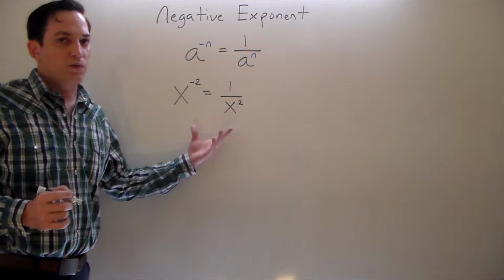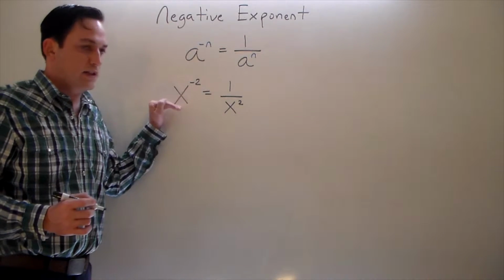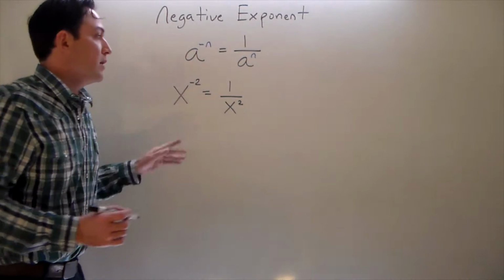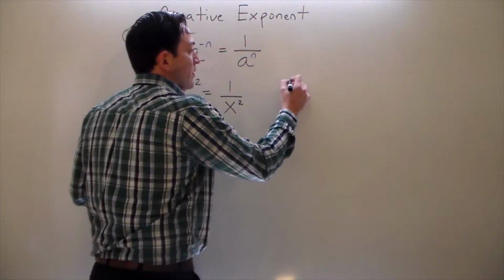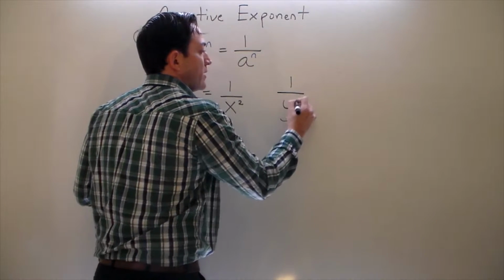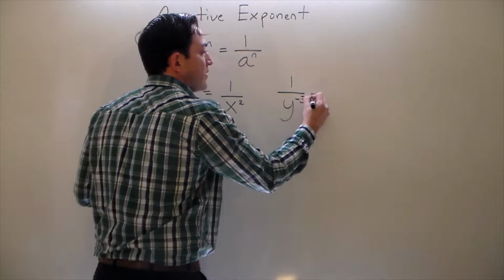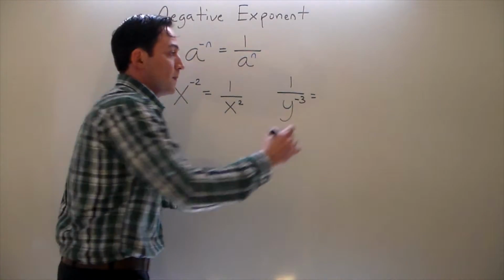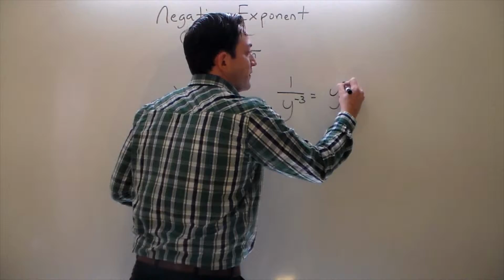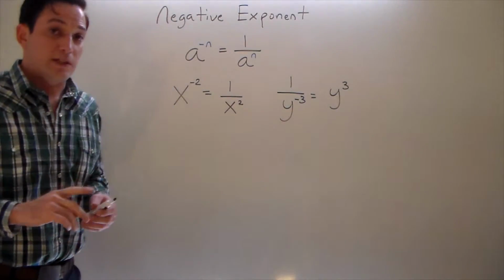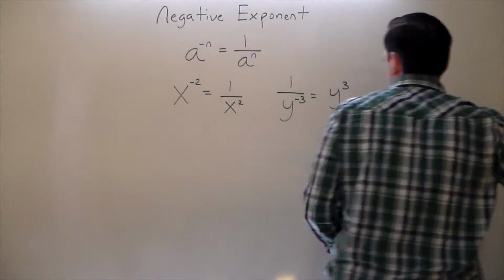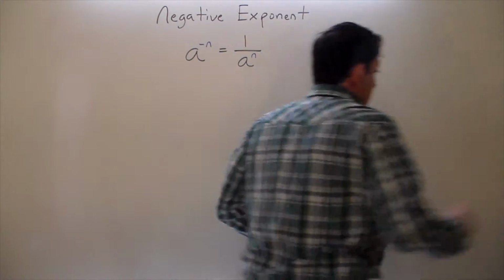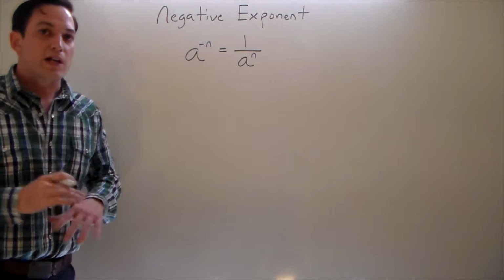That's really all this rule is. If you have a negative, if it's in the top, put it in the bottom. If it's in the bottom, put it in the top. So right here, let's do one. If I had 1 over y to the negative third, all I need to do is just move the y to the numerator and lose the negative. So that's it right here. This, like I said, is one of the more confusing rules, or properties of exponents, for students to understand or not to mess up on.